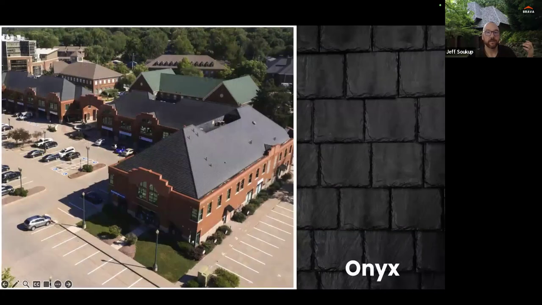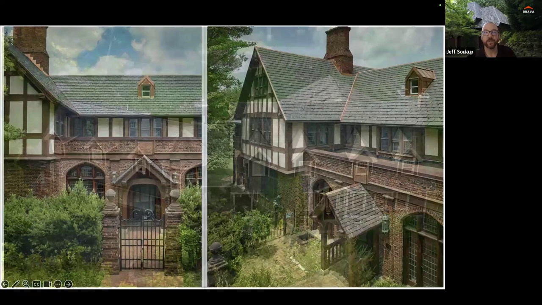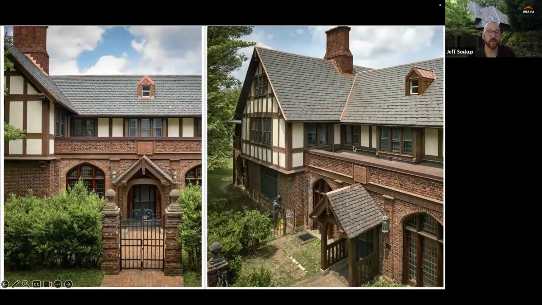Slate, we've done some really nice projects here. Historical: this is a house from 1914. This portico is the original slate, and now it's Brava.